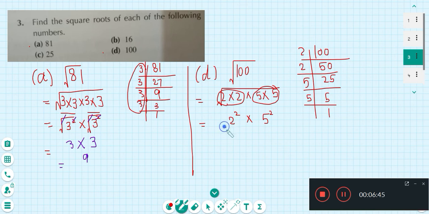Applying this square root sign upon each of them, this square and this square root sign will be cancelled out as they are reciprocal powers to each other. So we have 2 multiplied by 5, which is equal to 10. So it means square root of 100 is 10.